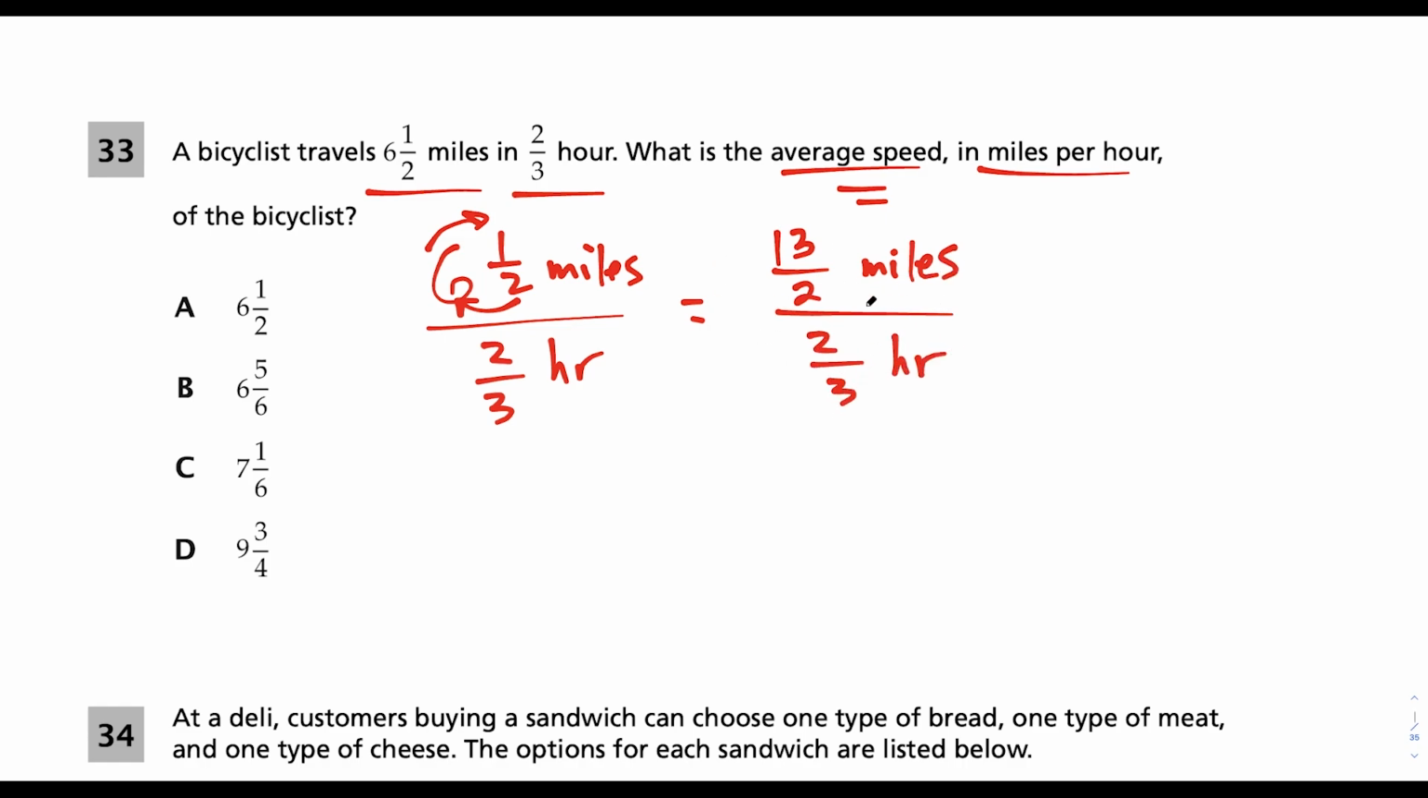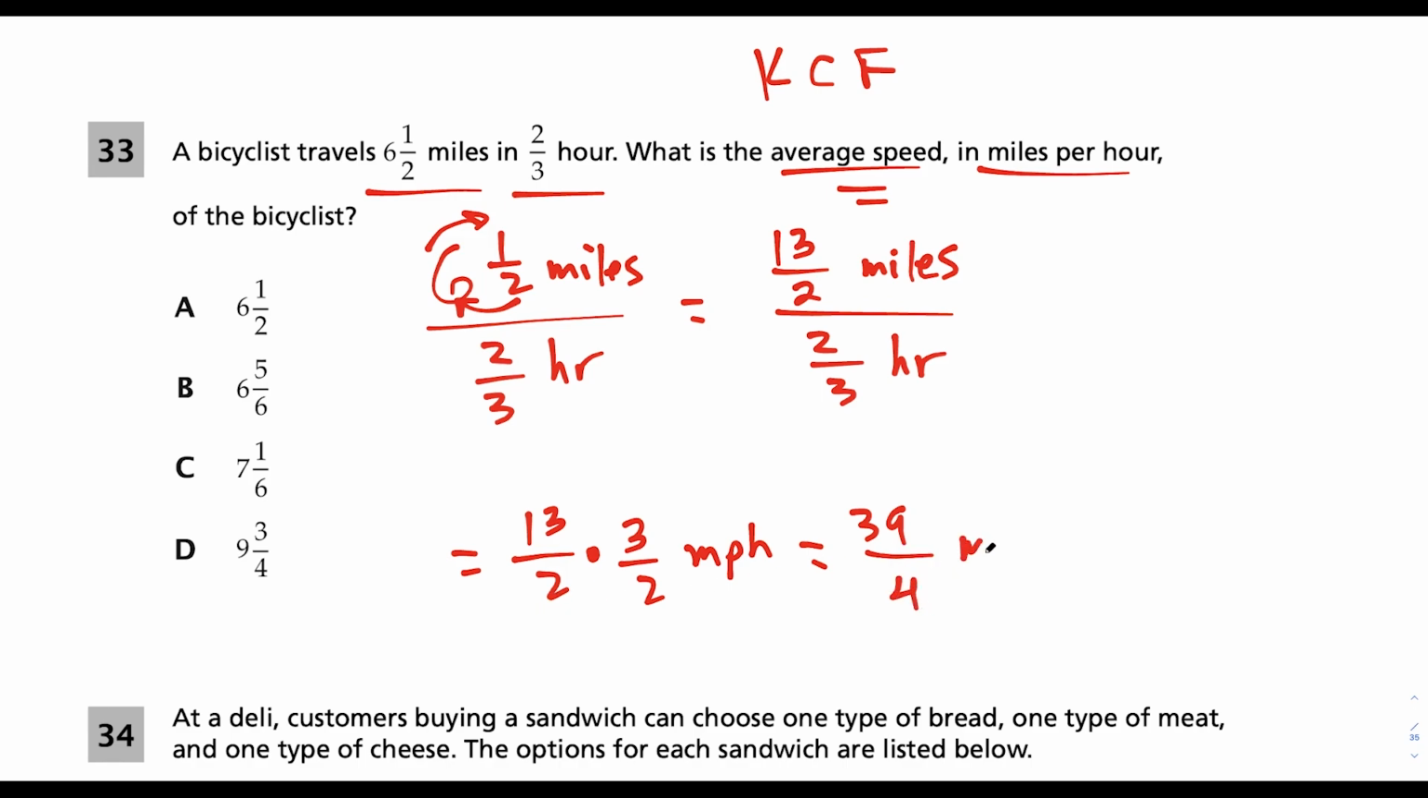So now we just need to divide these two fractions. And the technique we're going to use is keep, change, flip. So we're going to keep the top here as 13 over 2. We're going to change this to multiplication because fraction means divide. And we're going to flip the bottom to 3 over 2. And the units now are miles per hour because we have miles over hours. So this I'm just going to abbreviate as MPH for miles per hour. And now just do the multiplication. 13 times 3 is 39 over 2 times 2 is 4. And this is miles per hour.